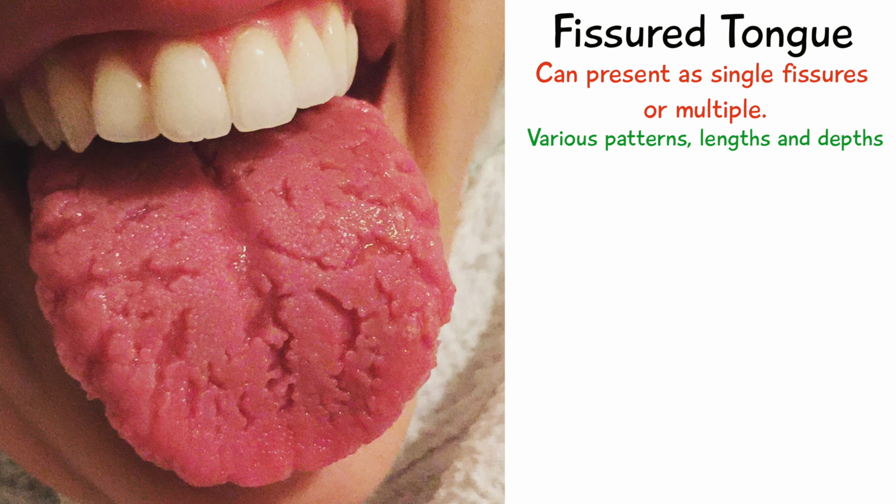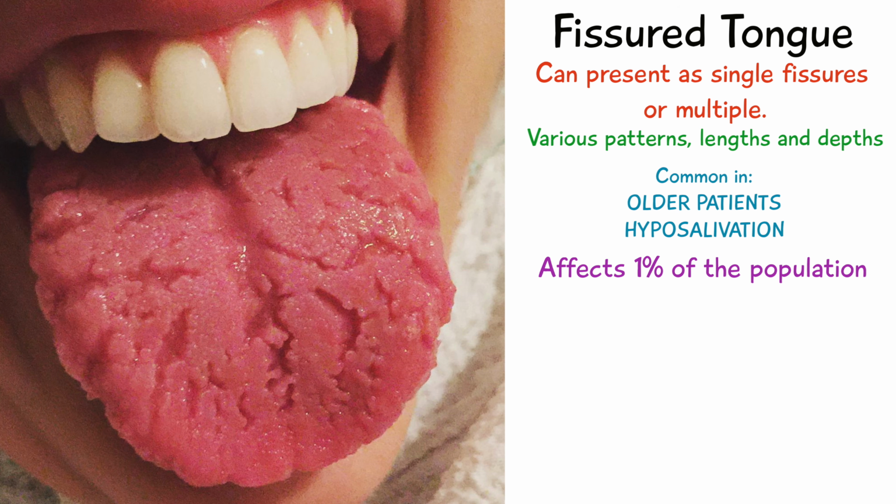It does develop with patients who are a bit older, and we tend to see it in cases of hyposalivation, so if there's less saliva being produced. It affects about 1% of the population. It can happen with increasing age and lack of saliva production, but it's also seen in patients with Down syndrome, geographic tongue, and it's also a key feature of the Melkersson-Rosenthal syndrome.